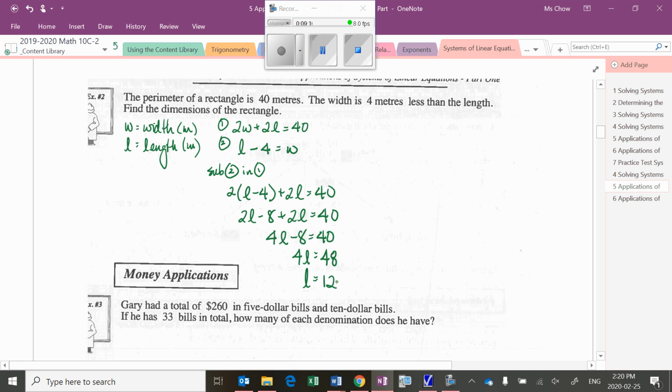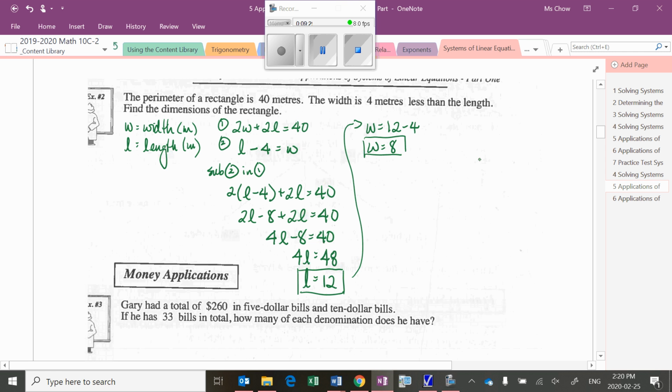Again, I can substitute that into either equation 1 or equation 2, but since we know simply that the width is 4 meters less than the length, the width is equal to 12 minus 4, so the width is equal to 8.